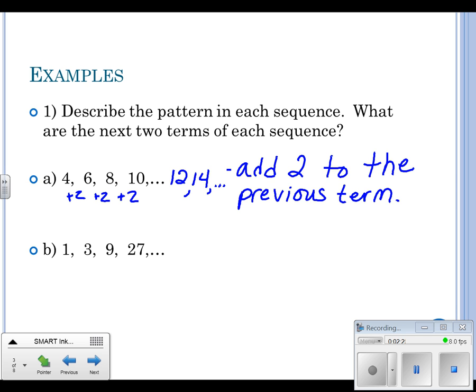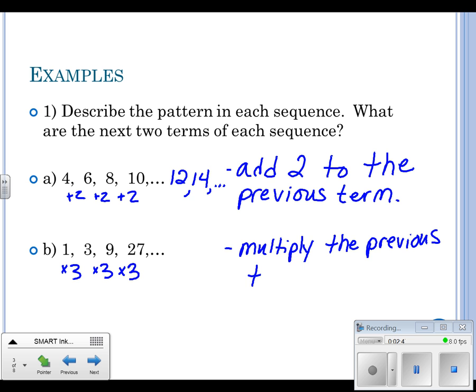1, 3, 9, and then 27. We see here the pattern is not arithmetic, but we're multiplying by 3. So multiply the previous term by 3. And so if we continue that, 27 times 3 gives you 81. And 81 times 3 gives you 243. So that would be the next 2 terms in that sequence.